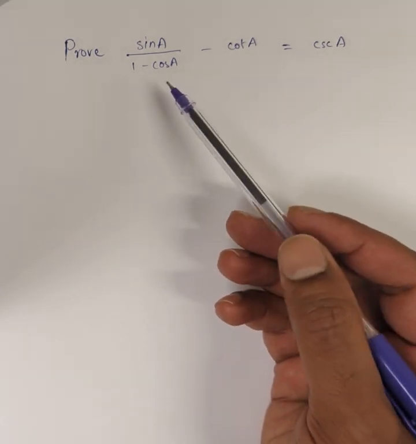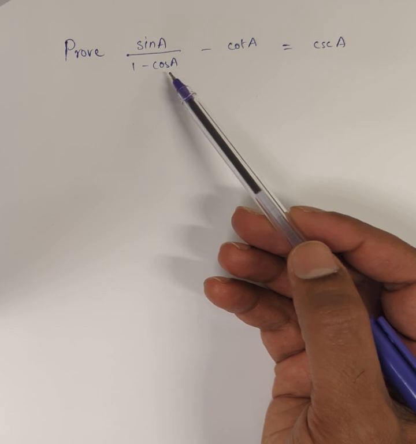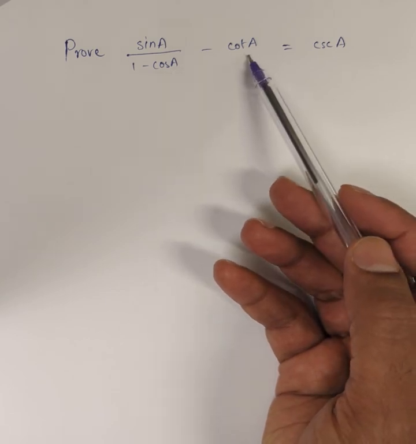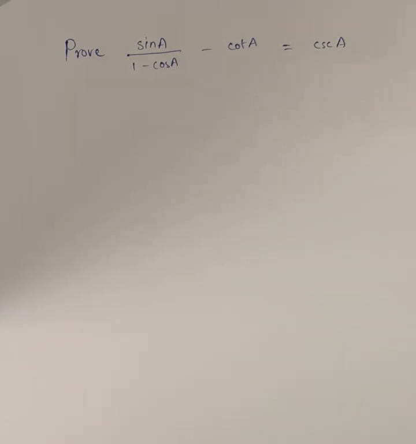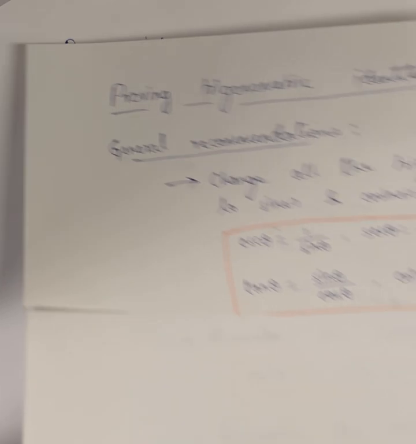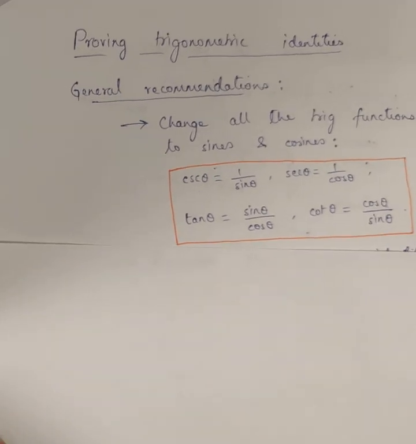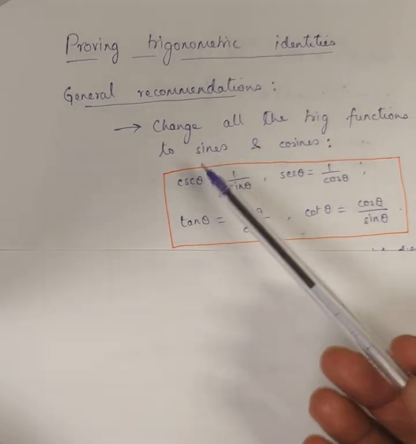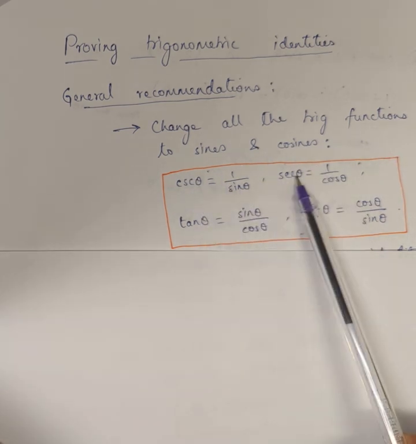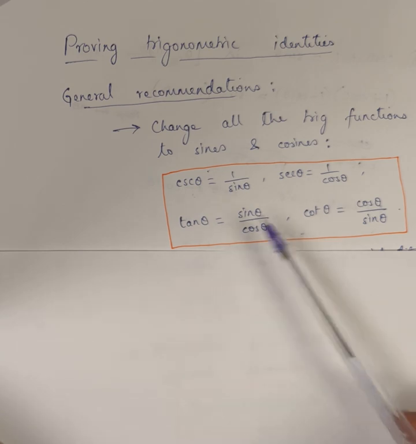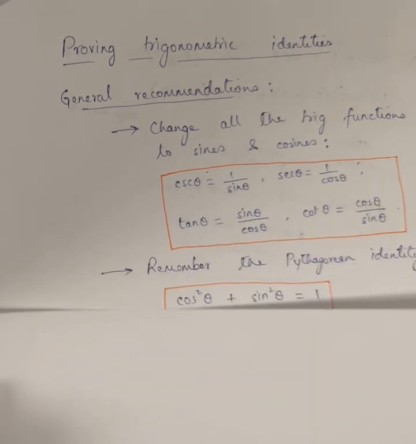We have to prove this identity: sine A over 1 minus cos A minus cot A equals cosecant A. Now, just with any other trigonometric identity, there are certain recommendations that I would suggest. So here are the general recommendations. Change all the trig functions to sines and cosines. So if you see cosecant, secant, tan, and cot, change them to sines and cosines.